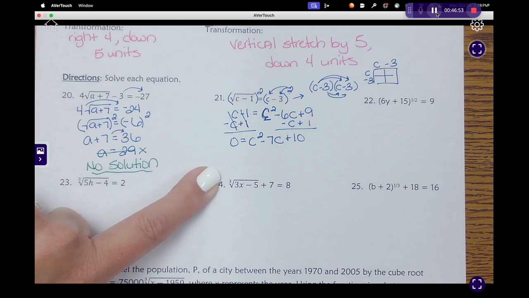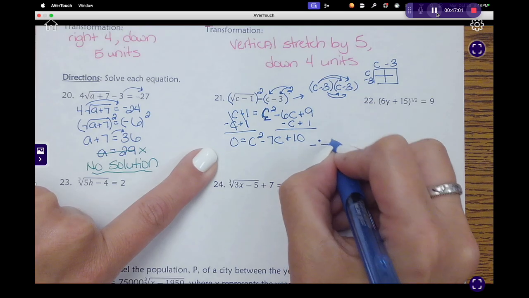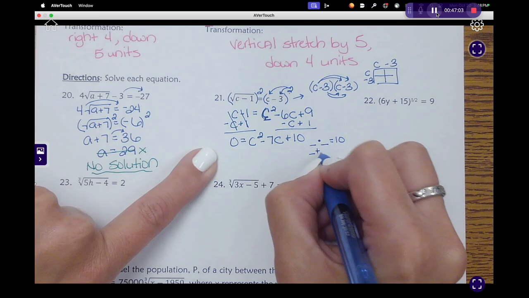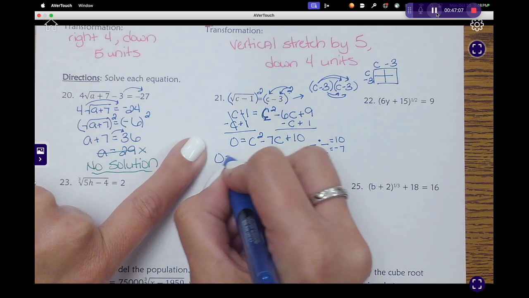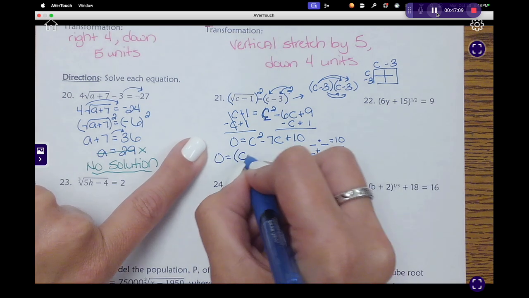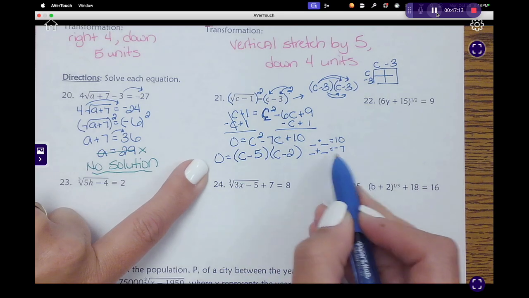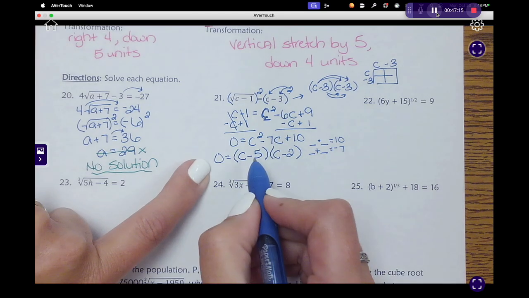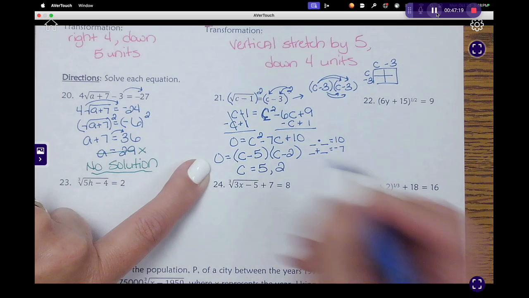Looking at this, we talked about how you can solve it multiple ways. Most of these are going to be very easy to solve by factoring. So I'm trying to find two things that multiply to give me 10 and add to give me negative 7. That ends up being a negative 5 and a negative 2. So those work there. Then you set each one of these equal to 0, so you know your answers are 5 and 2.